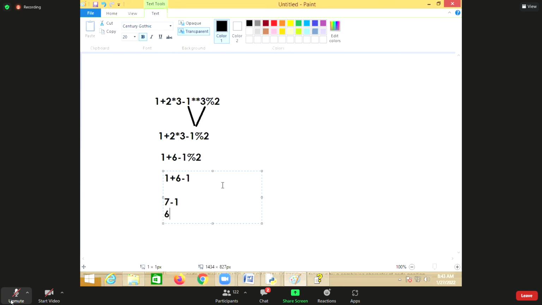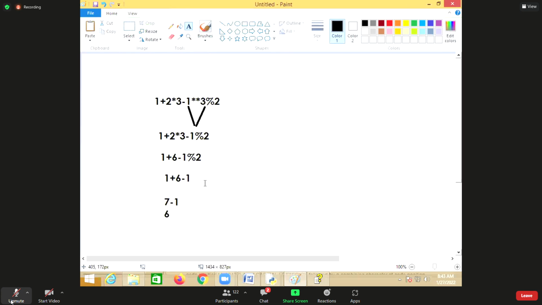So always the evaluation of expression is done. Okay, always the evaluation of expression is done based on which one? Precedence of operators.